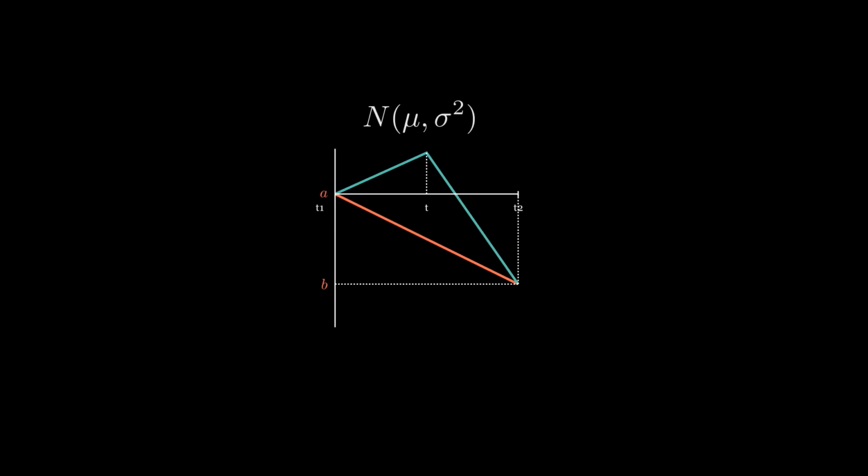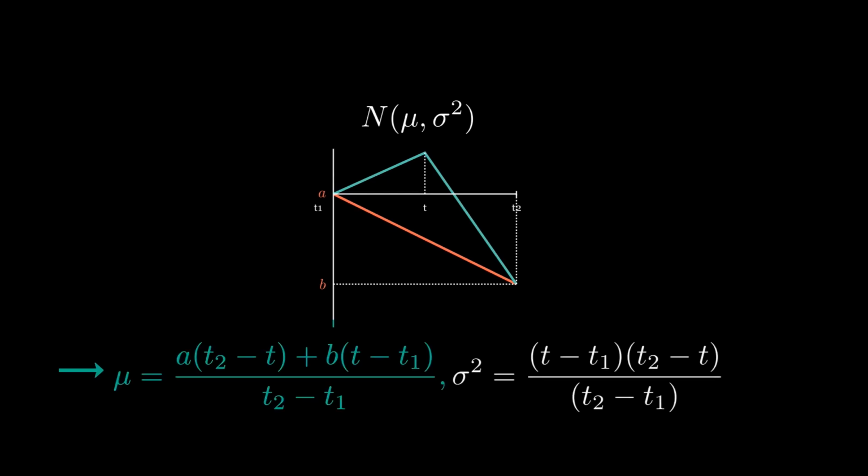Luckily, we know the distribution. It wouldn't surprise you to hear that it is normally distributed. But what is the mean and variance? The mean is linear between A and B, following this red line as t goes from t1 to t2. The variance is 0 at t1 and also 0 at t2. It is maximum when t is midway between t1 and t2.